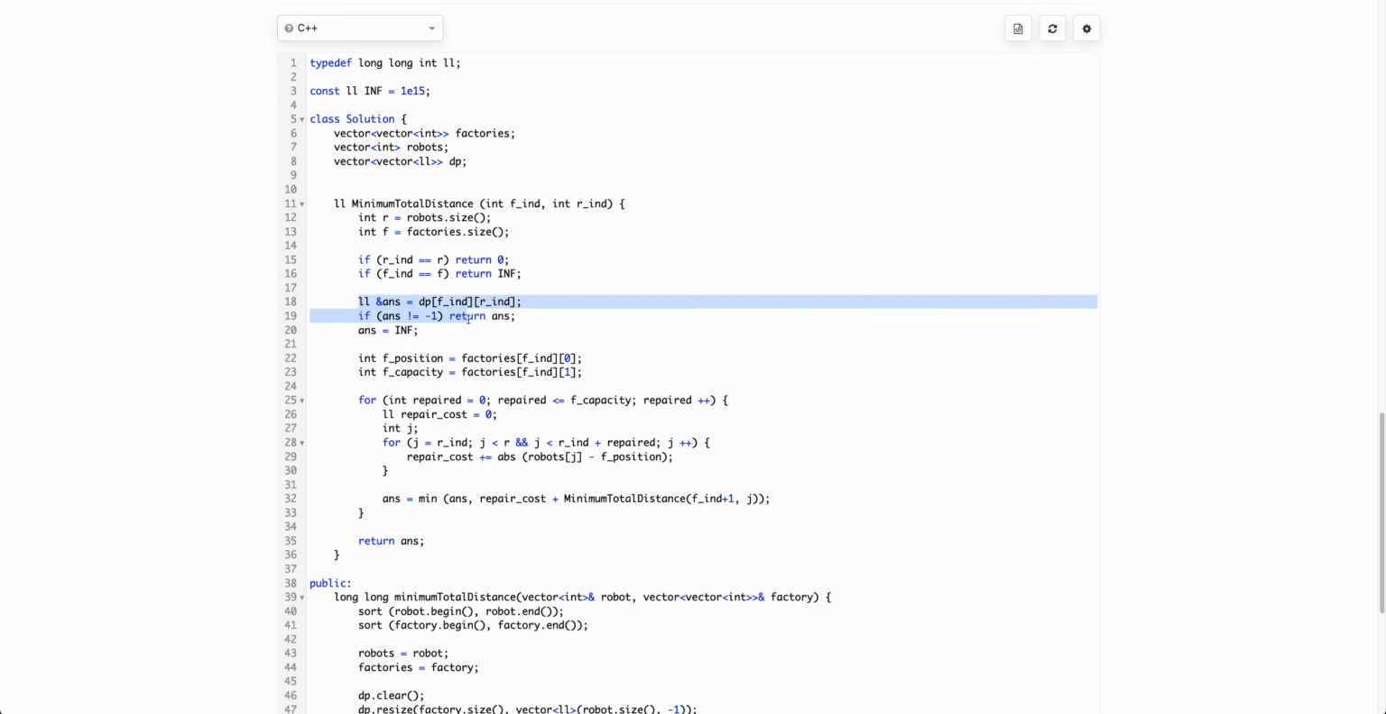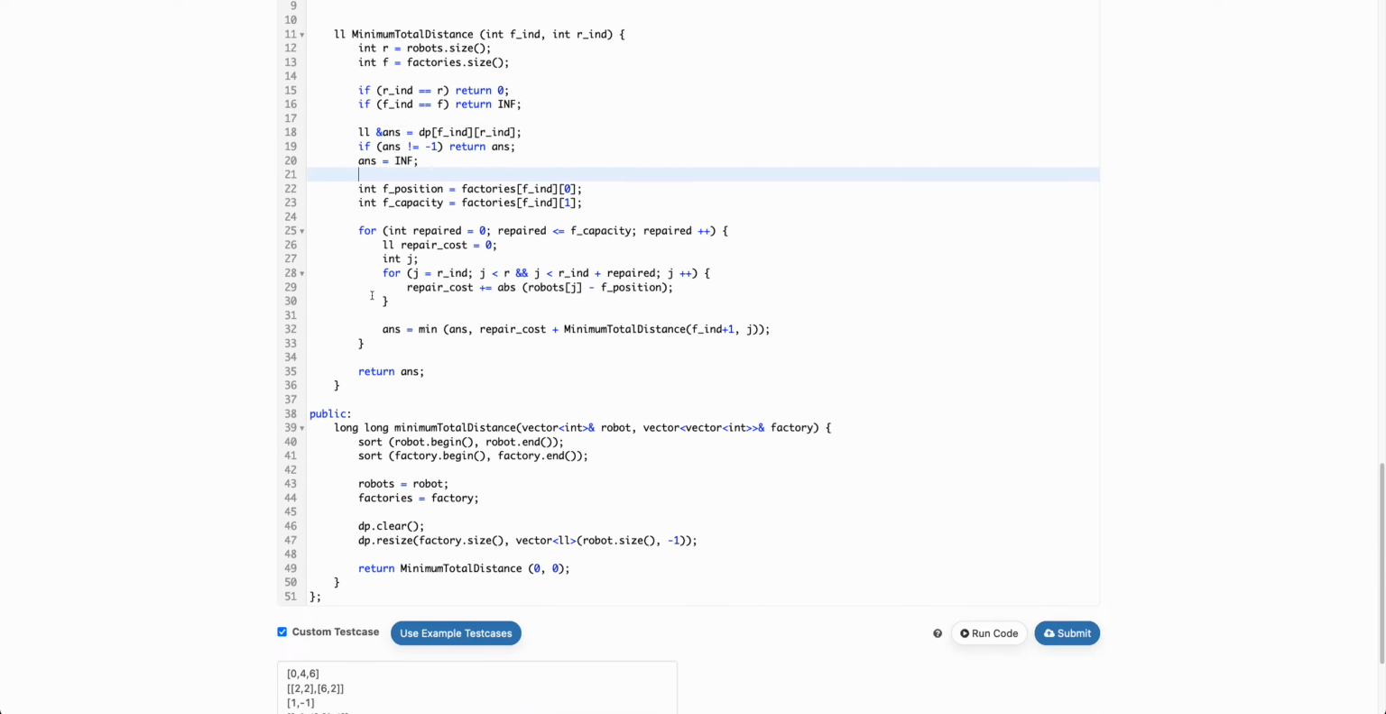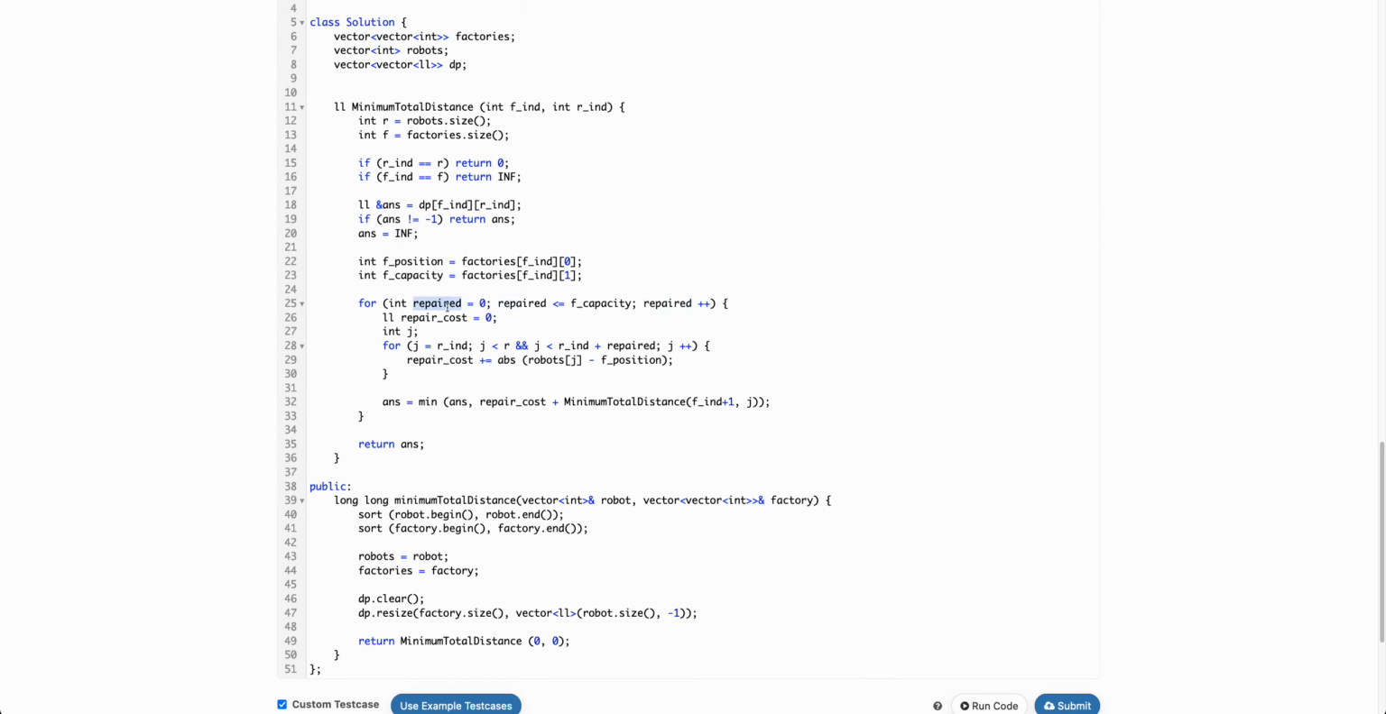Now, if not, we will check whether we have actually calculated the state previously. If we have, we will return that. Otherwise, we will start. What exactly will we do? We will try to repair some robots. This is the capacity of the current factory, and this is the position of the current factory. Now we will try to repair robots. We can repair zero all the way up to the capacity of the factory.